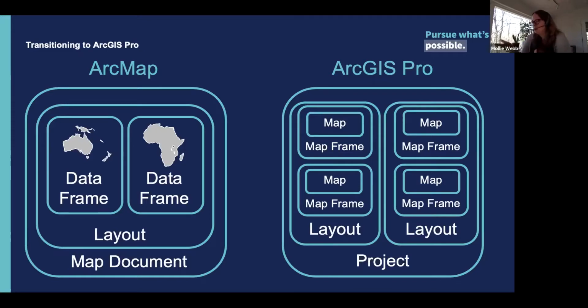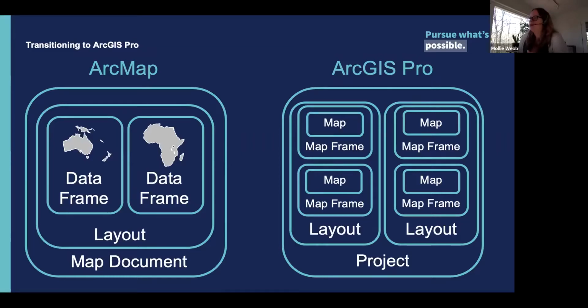In ArcGIS Pro, they've greatly expanded the capabilities of the project file. So everything is encompassed in a project file. And then within the project file, you can have multiple layouts, and within your layouts, you can have multiple map frames, which are essentially containers for maps. So it's a little bit different than ArcMap, in the fact that we can have multiple layouts in one project, which is actually welcome news for many GIS users.